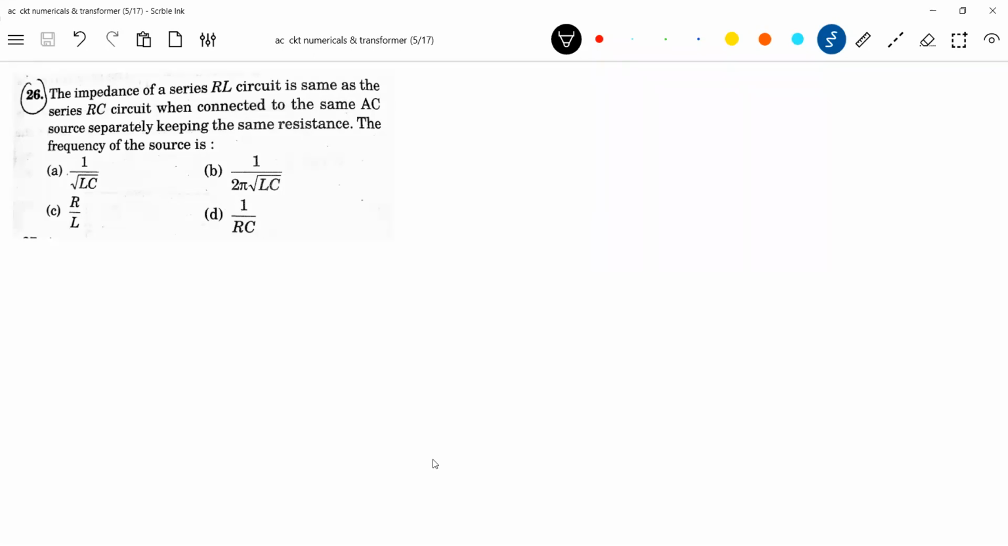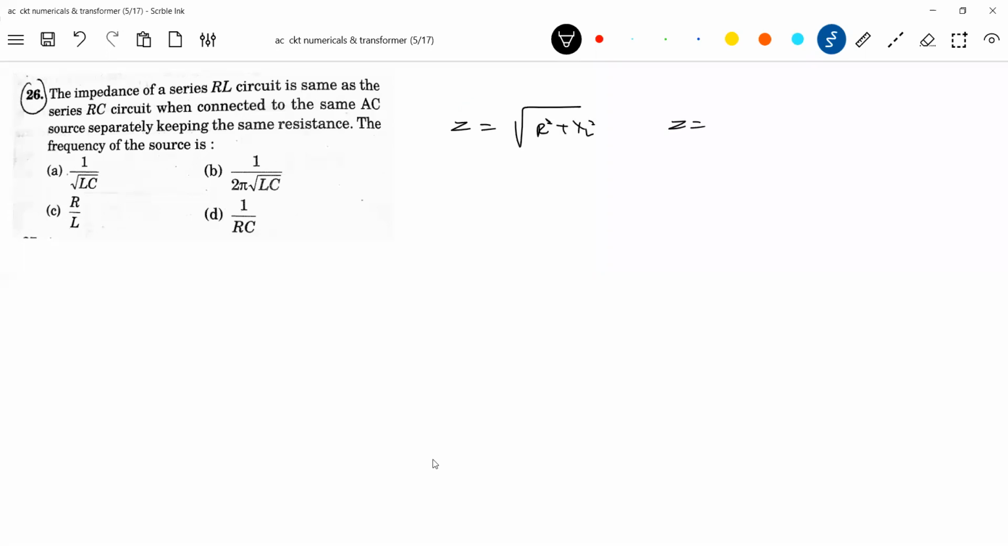Read the question. So directly let's come further. The question is telling about the impedance of a series RL circuit. What is the impedance of a series RL circuit? Z is equal to root of R square plus XL square.